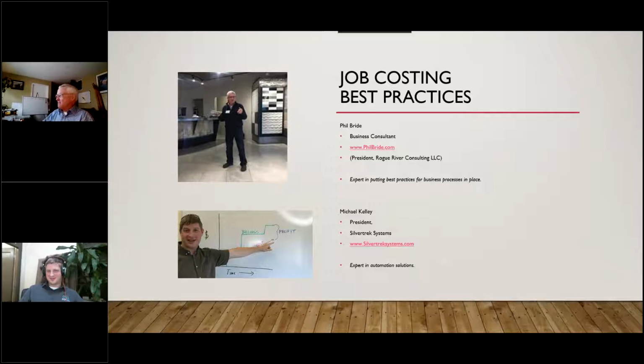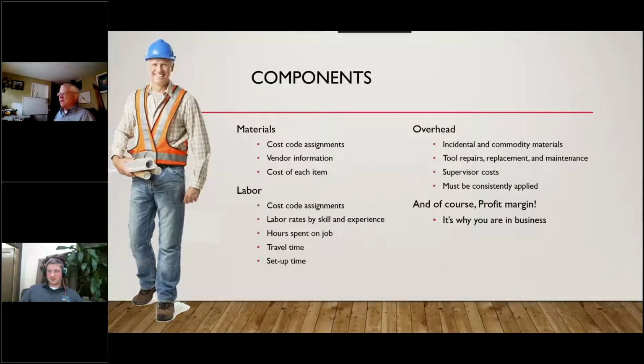So let's dive into this. Let's spend a moment and talk about the components of job costing. And we know it comes down to materials, labor, and overhead. And of course, profit margin is often tied into this. Let's talk a little bit about what it really is inside each one of these.